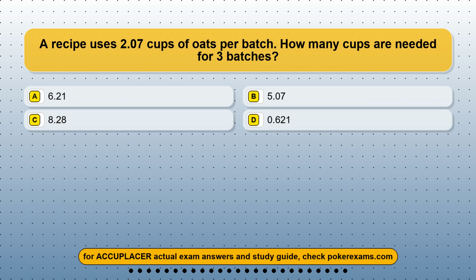Question 15. A recipe uses 2.07 cups of oats per batch. How many cups are needed for 3 batches? Option A, 6.21. Option B, 5.07. Option C, 8.28. Option D, 0.621.